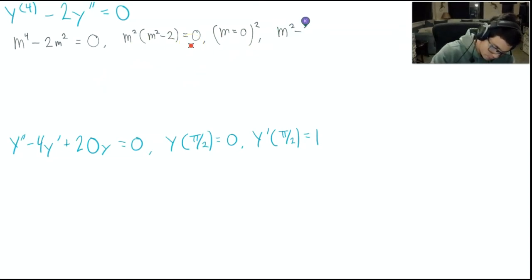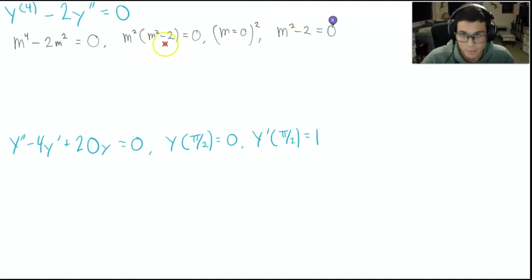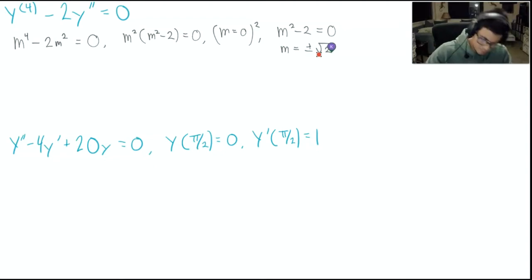Next we have m squared minus 2 is equal to 0. If we get rid of this m squared and just think about this part right here, what do we see? Well, this means that m is equal to plus or minus the square root of 2. So we have 4 values for m: 0, 0, negative square root 2, and square root 2, that would make this polynomial equal to 0 if plugged into m.